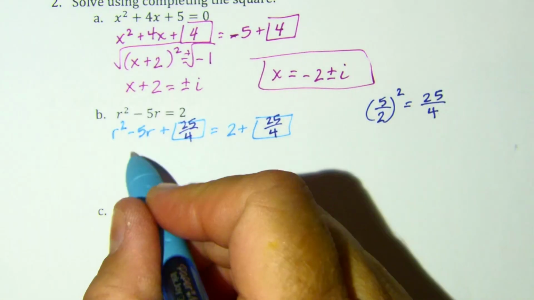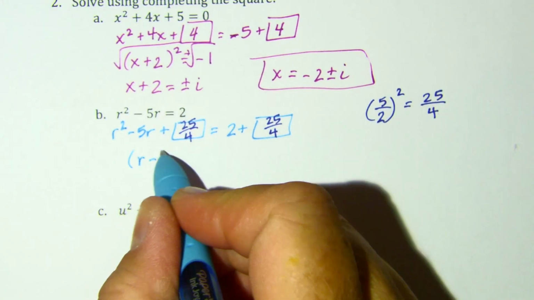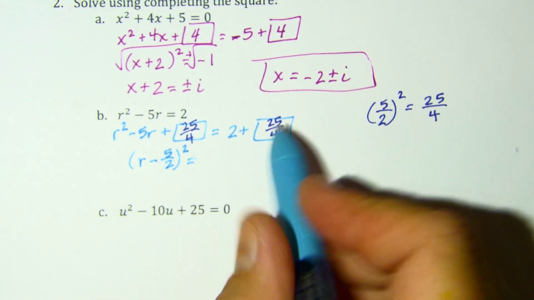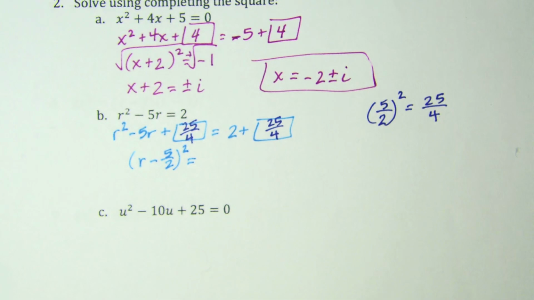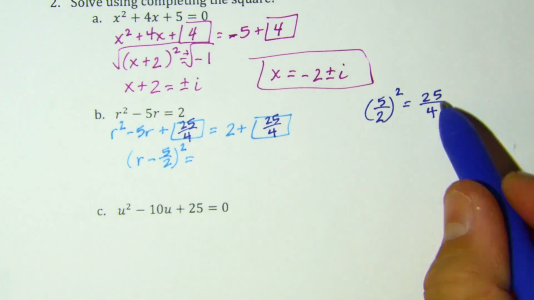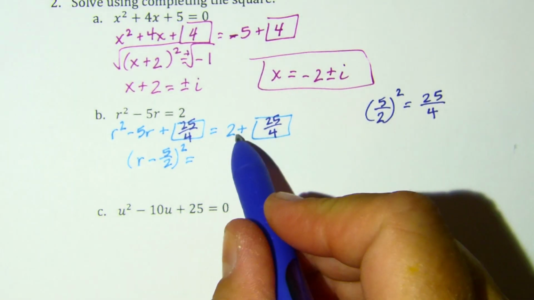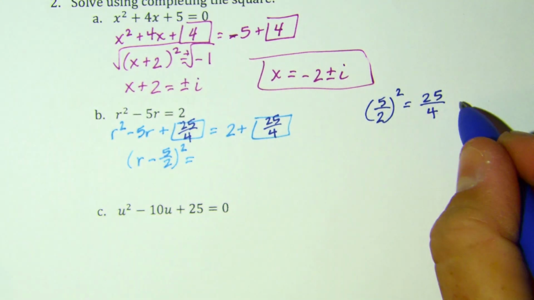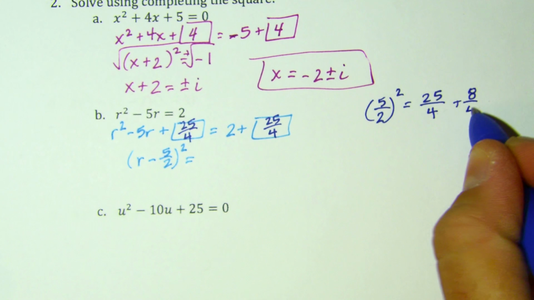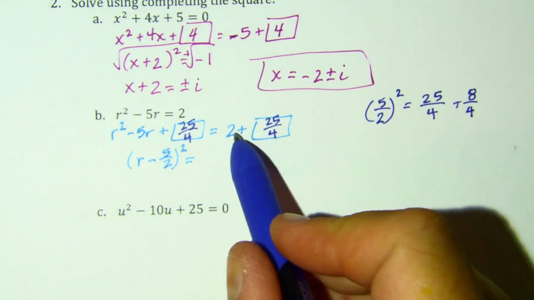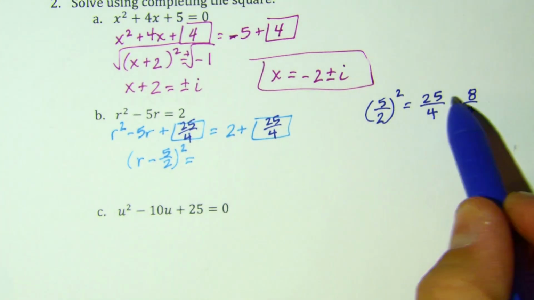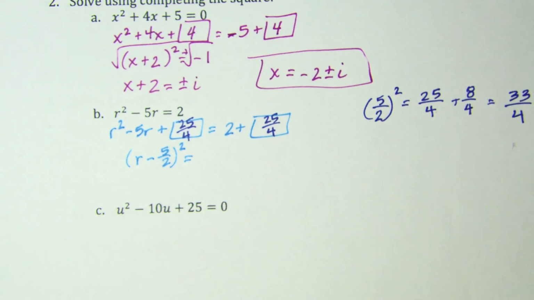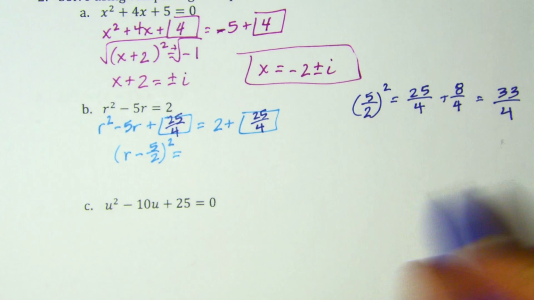Then writing it into factored form, I have r minus 5 over 2, my b value divided by 2, squared equals 2 plus 25 over 4. Well, if I want to add plus 2, I can make a common denominator there by multiplying by 4 over 4. And that would be 8 over 4. Again, 8 over 4 is the same thing as 2. So 25 plus 8 is 33 over 4. So that's what's on this right-hand side here.